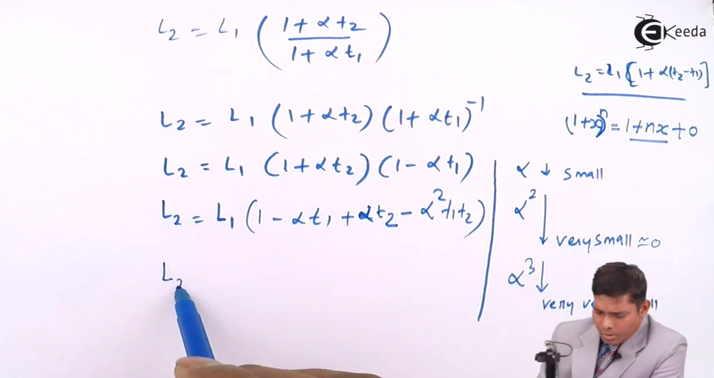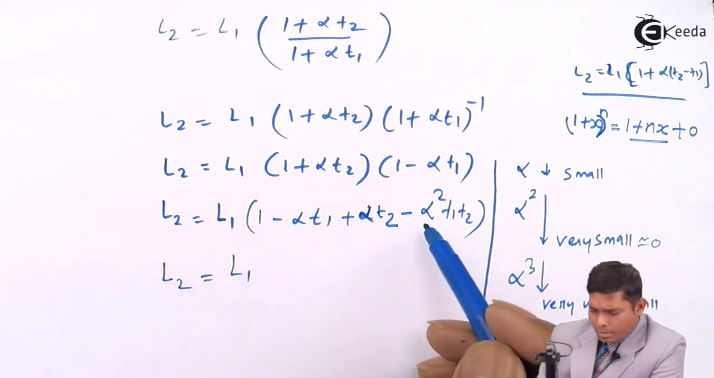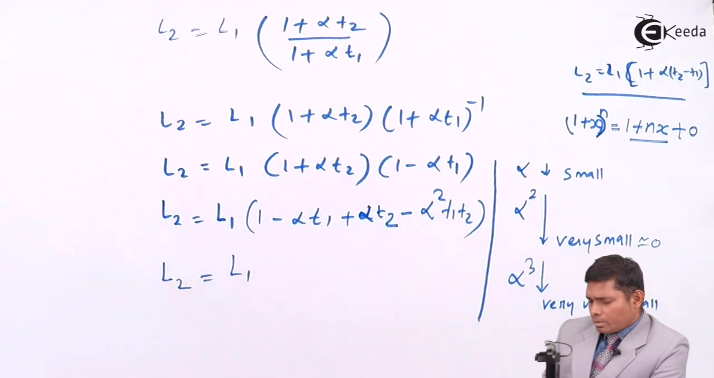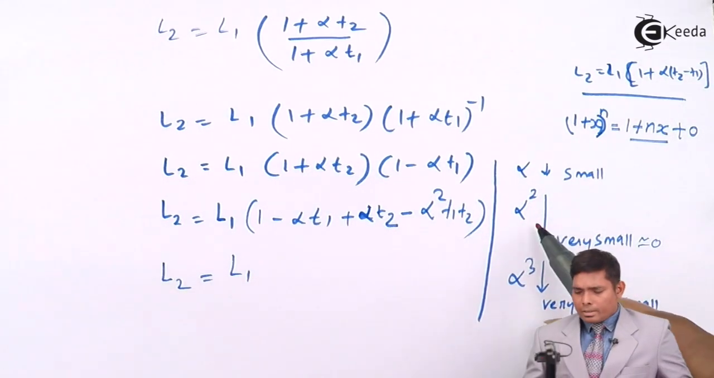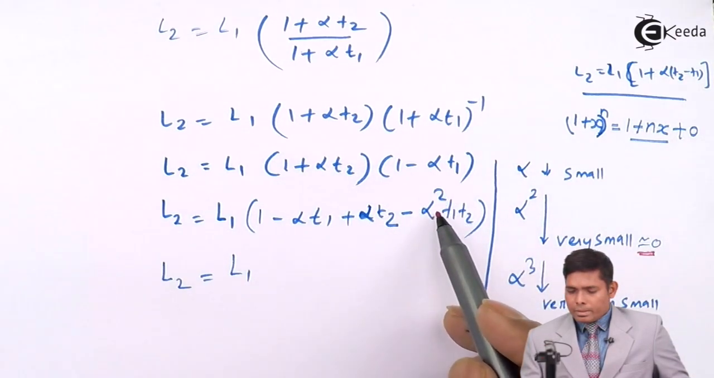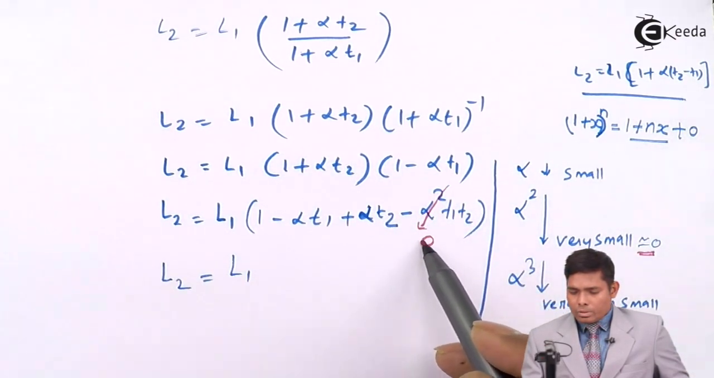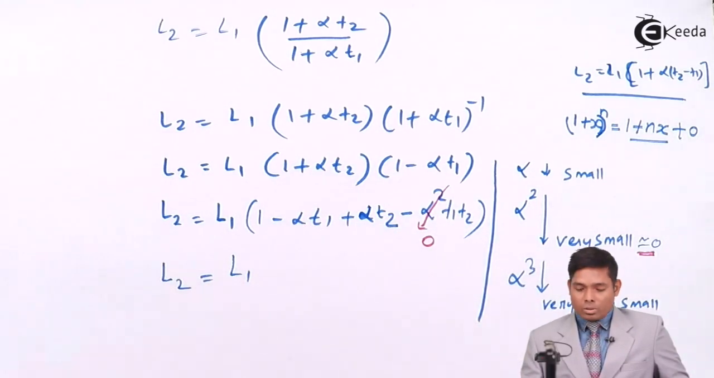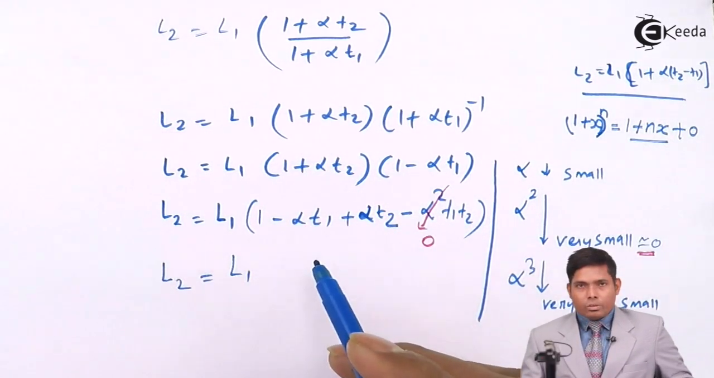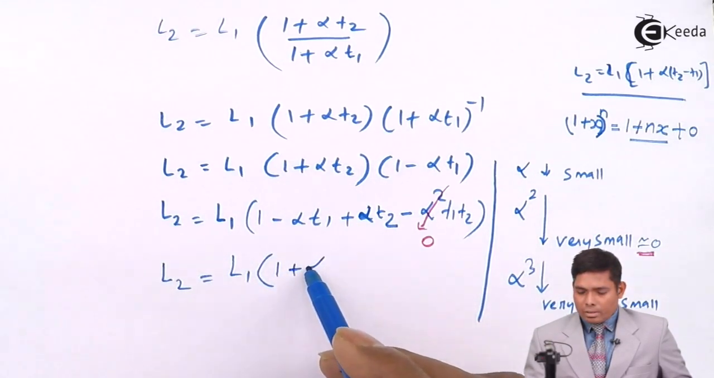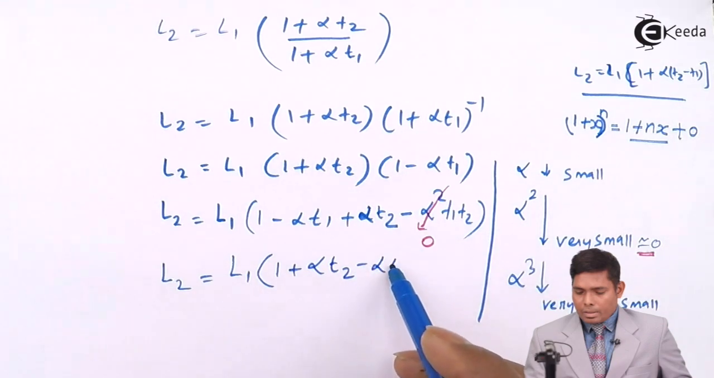Now this is L2, this is L1 into what about this? The higher alpha square part will be neglected. As I told you, alpha square is 0, so we make this alpha square term 0. We neglect this term and we are left with 3 terms. So this will become 1, then alpha t2 minus alpha t1.